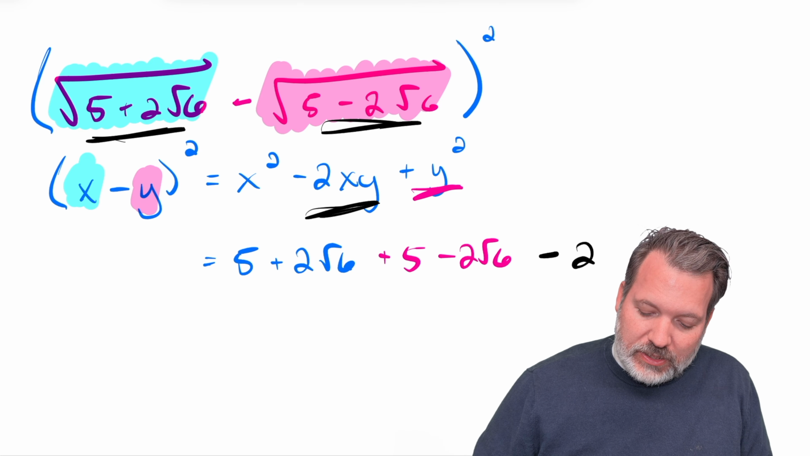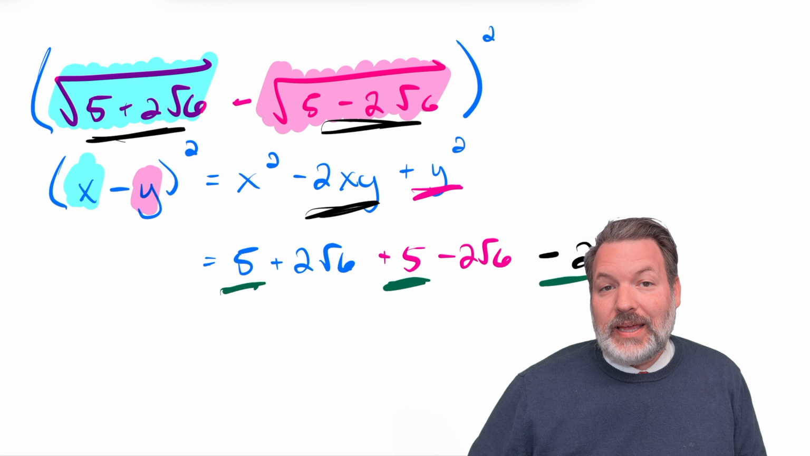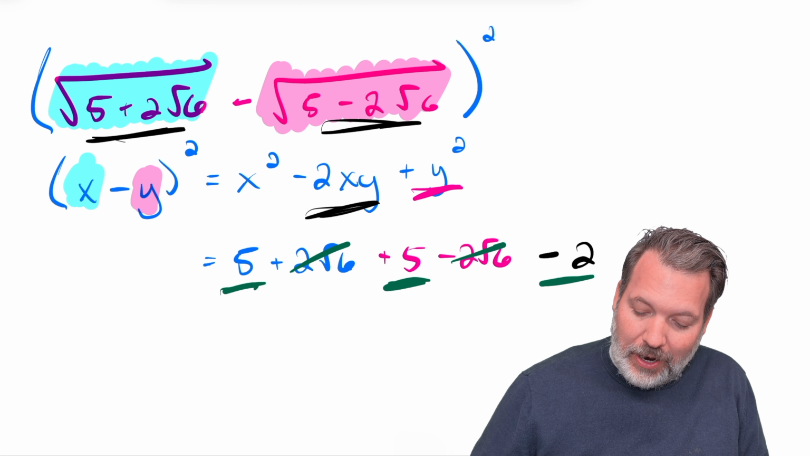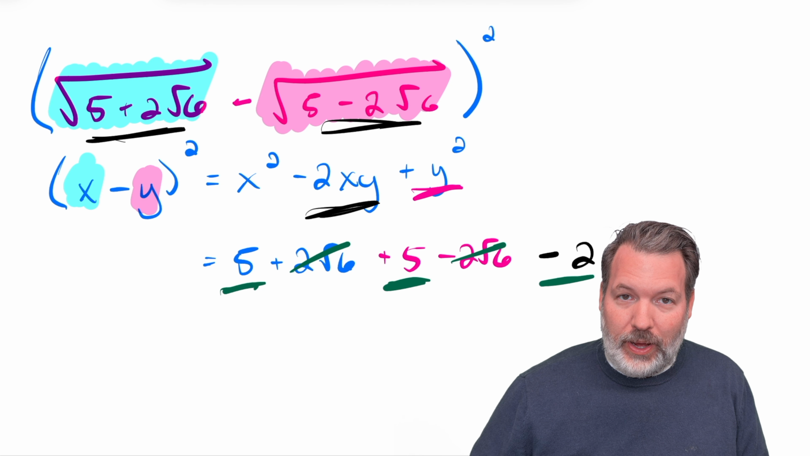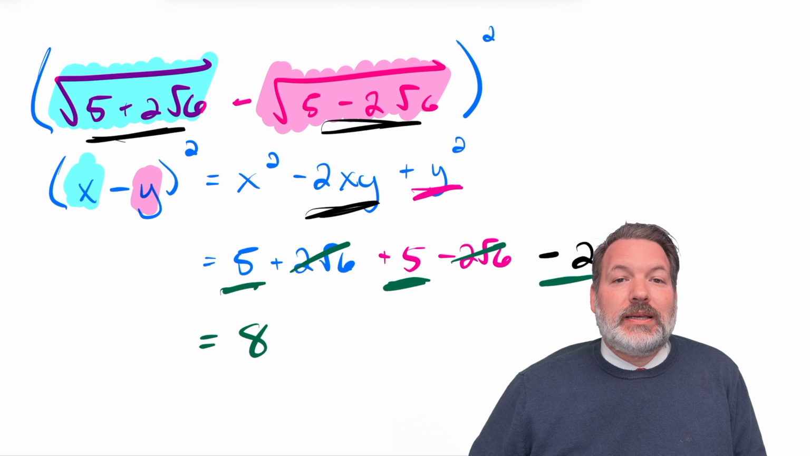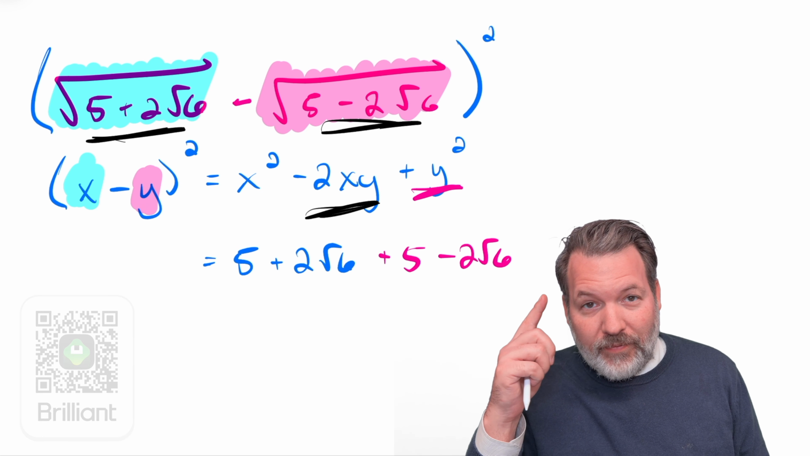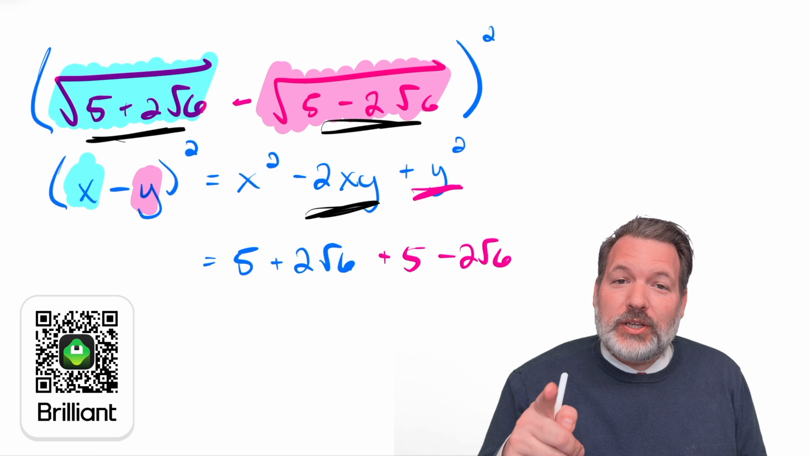You'll notice this simplifies super nicely. We have a 5 plus a 5 minus a 2, which makes 8, and then our 2 root 6 and our minus 2 root 6 just go away. So after squaring that expression, what we actually find it's equal to is 8. Now, if you're a little suspicious about why that works out so nicely, you have a mathematical mind and your thinking is on the right track.